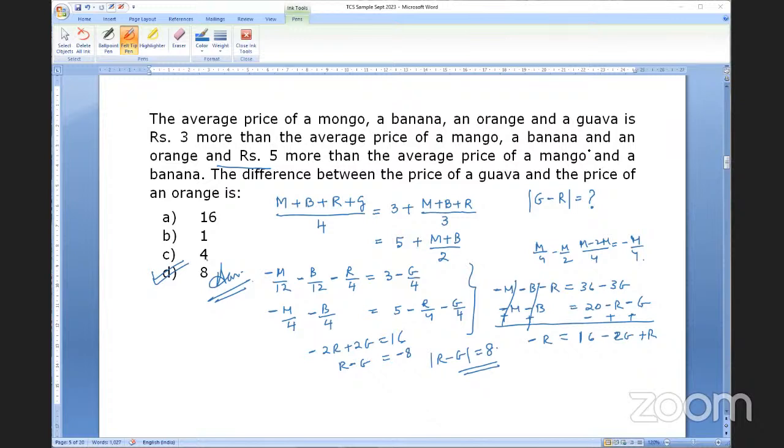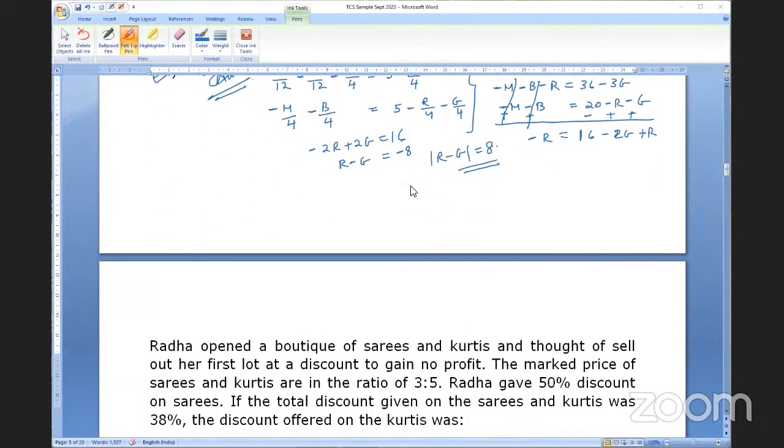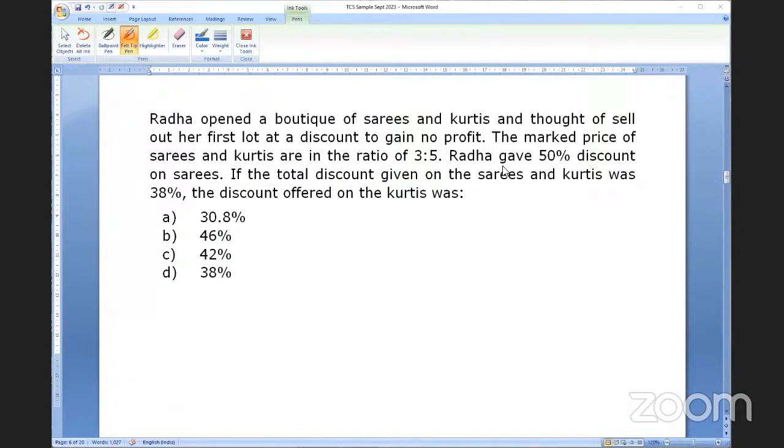Is this making sense with you people? Yes? Good. Go through the classical take on profit and loss. Obviously, one question will be there from mark price, discount, scenario of profit and loss. Give it a try.